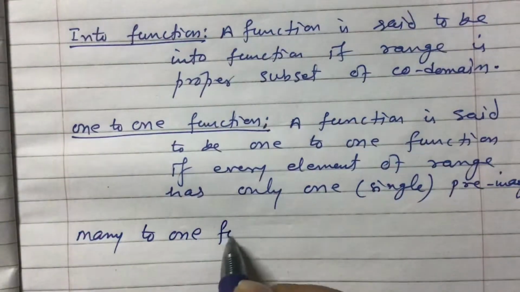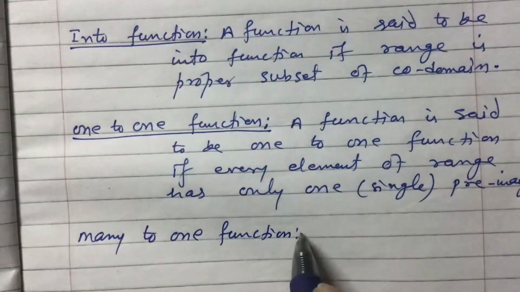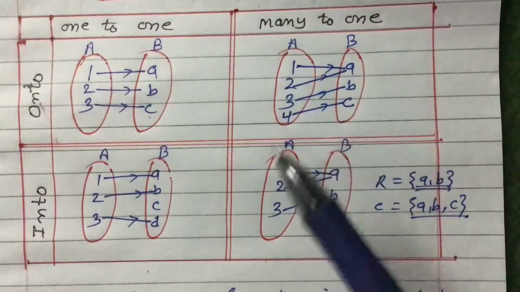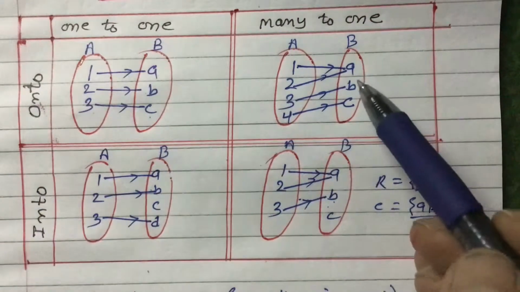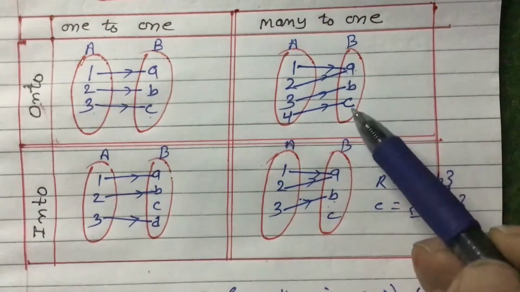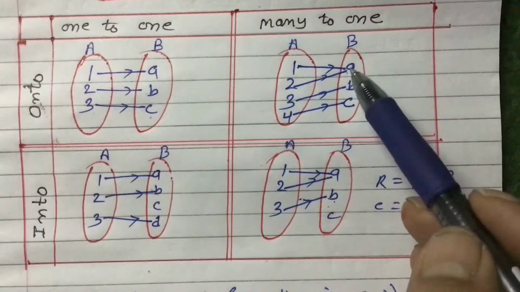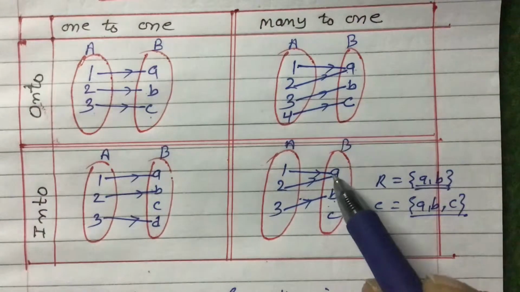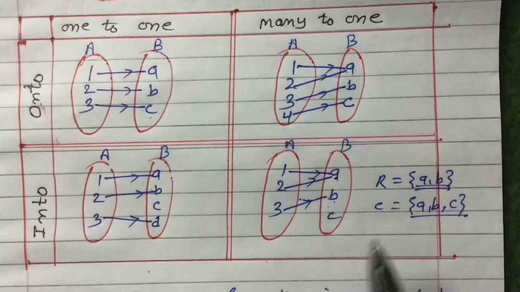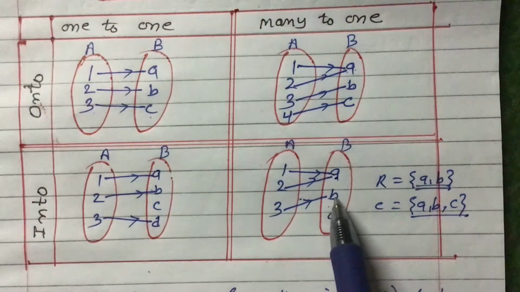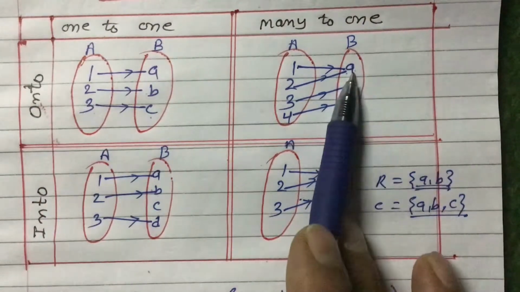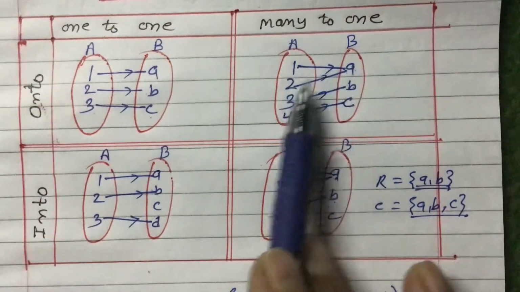Many-to-one. Let us define many-to-one function also. Now look at this example again. Many-to-one function, this and this. See, how is it many-to-one? Here the elements in the range are A, B and C. So at least one element has got more than one pre-image. See here also one image has got more than one pre-image. Sometimes one, but minimum one should have got more than one pre-image, then it is many-to-one.